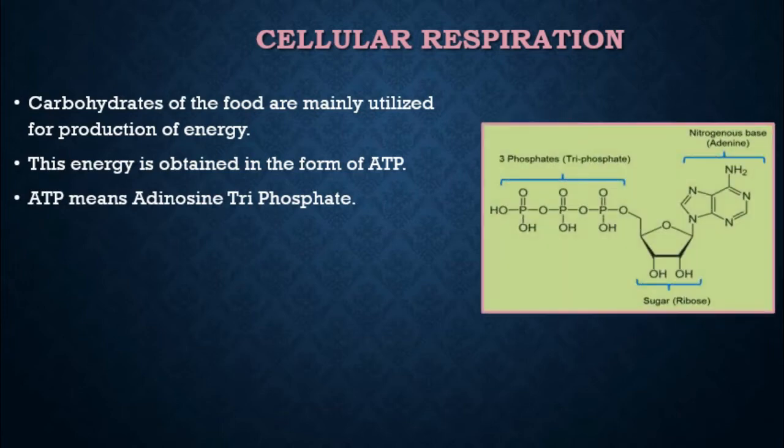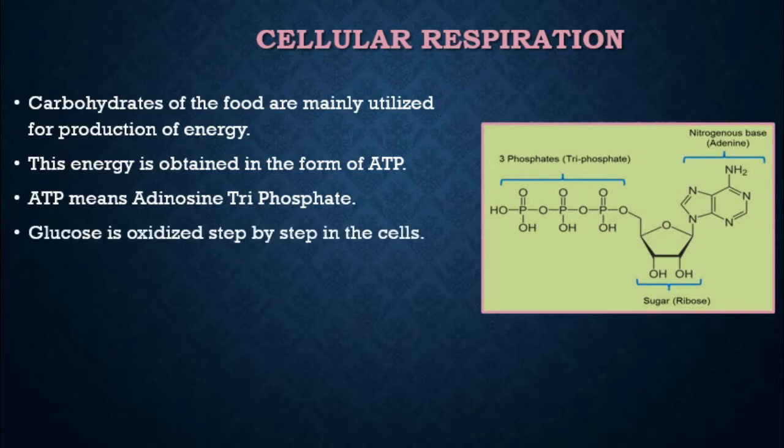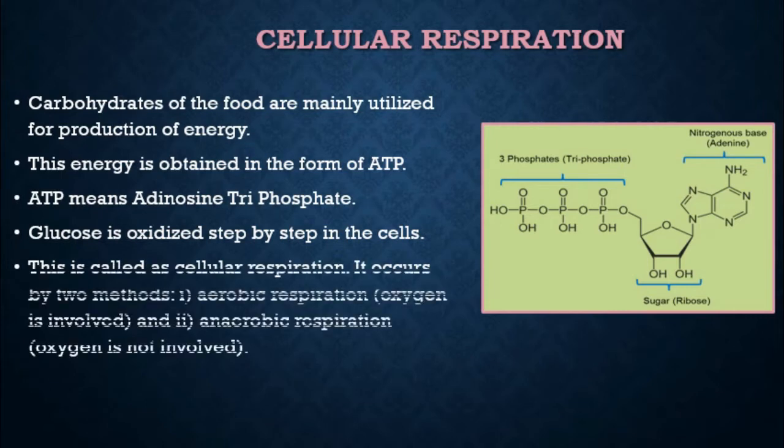If you look at the structure of adenosine triphosphate, it is made up of a nitrogenous base called adenine and a pentose sugar, that is a sugar with 5 carbons, called ribose, together called adenosine, and it has 3 phosphate groups, that is why it is called triphosphate. Together it is called ATP. Then glucose is oxidized step by step in the cells. This is called cellular respiration.